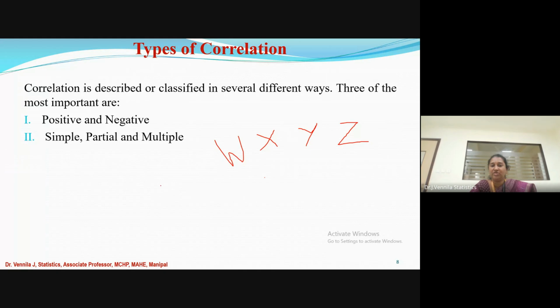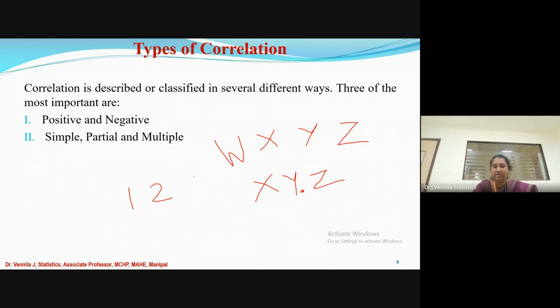What is meant by partial correlation? Say three variables are there. I have more than two variables, but I want to find out only the relationship between a partial pair. I don't want all three totally. So like that, I have to say.